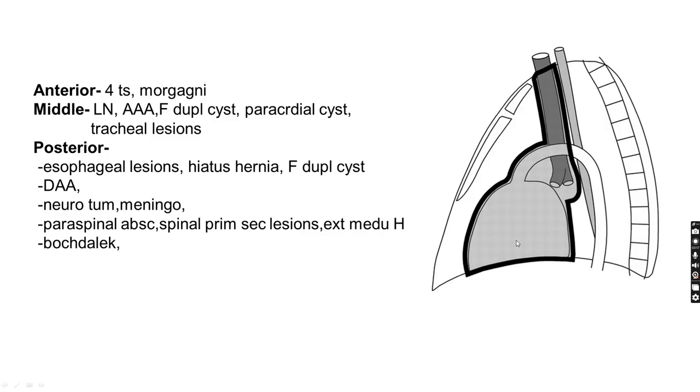Just to say on the foregut duplication cyst, there are two types of cyst. One is bronchogenic cyst, other is esophageal duplication cyst. Esophageal duplication cyst will be more elongated, more thick-walled, and more close to the esophagus. And the bronchogenic cyst will be spherical, thin-walled, and more close to the trachea.